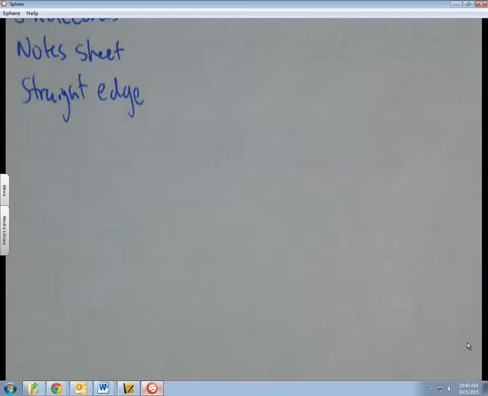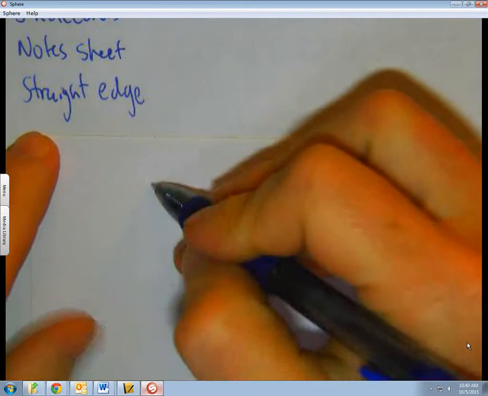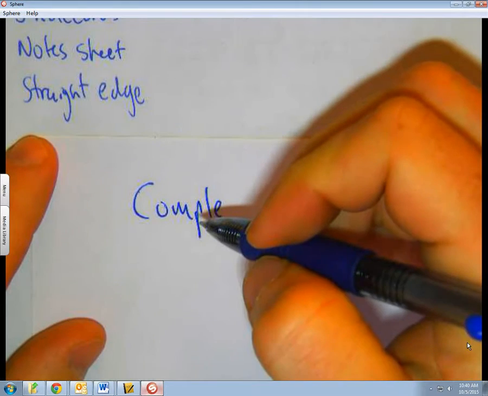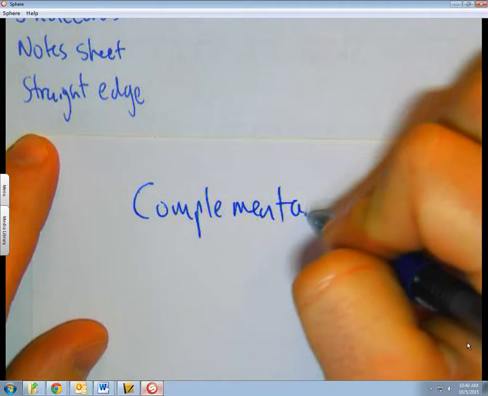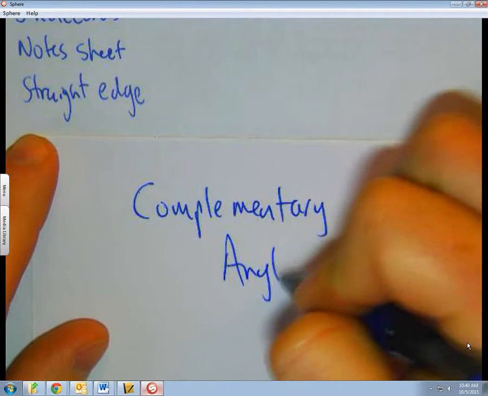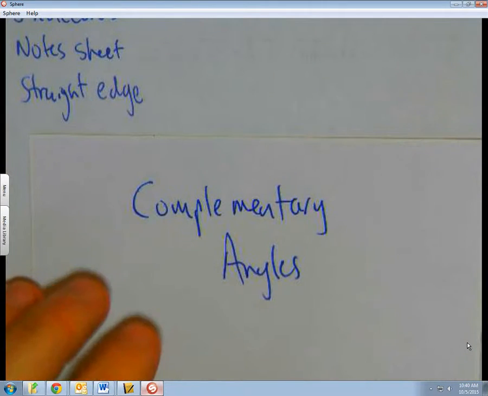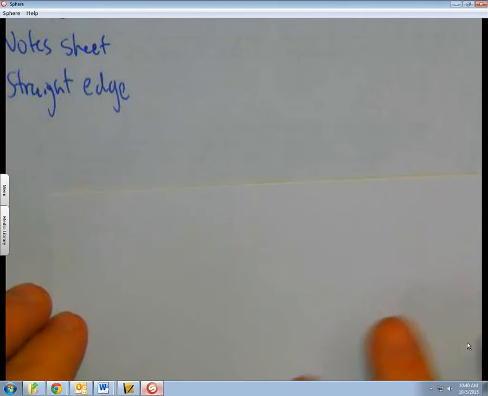Our next set of angles are complementary. Complementary angles. I am copying the spelling out of the book because I'm such a bad speller. But you gotta do what you gotta do, man. Strengths and weaknesses. So complementary angles. So here are some complementary angles.